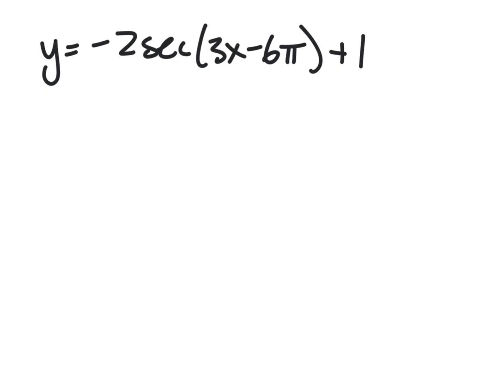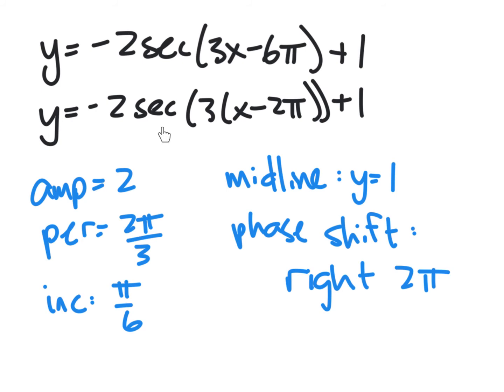All right, for another example, see if you can graph negative 2 secant of 3x minus 6 pi, plus 1. Just graph it as if it's a cosine function, and then apply the rules that we just learned. So pause the video, and in a second you'll see my work. And so hopefully you were able to factor out the b and find all of this key information. And now I'm going to go ahead and graph this function.